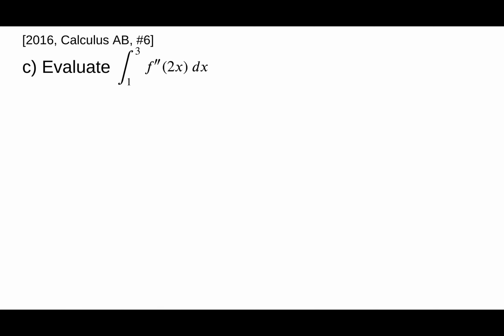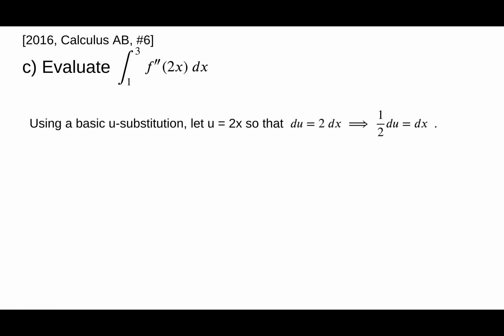In part C of this question, we are asked to evaluate the definite integral from 1 to 3 of f double prime of 2x dx. We don't really know anything about f double prime other than its antiderivative is f prime, which is in the table. To do this one, it might make sense to do a u substitution. You don't have to use a u substitution here, but I always like to use u substitutions because I find it really helps.